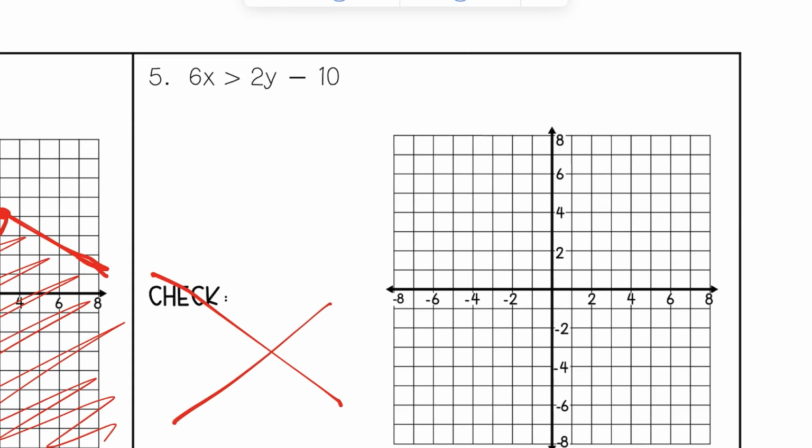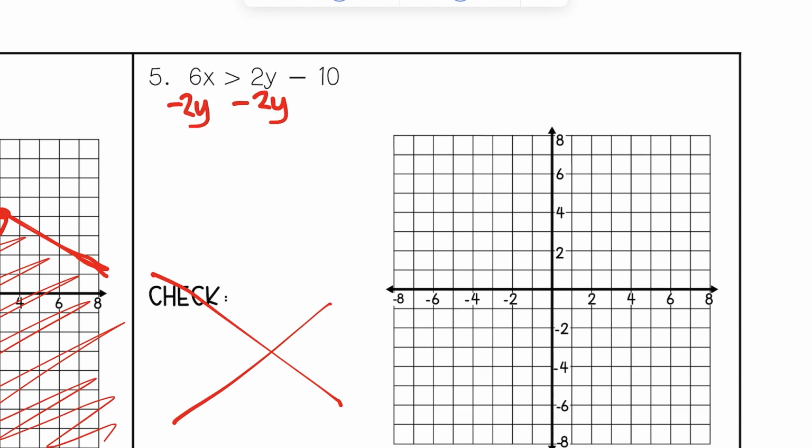So now let's try one more. This one has a weird extra step. We don't see this often, but they've got the 2y. They've got the y on the right side of our symbol. If I want it to be y equals, or in this case y is greater than, I've got to move that sucker over, right? So let me do that. To cancel out 2y, I do minus 2y on both sides.